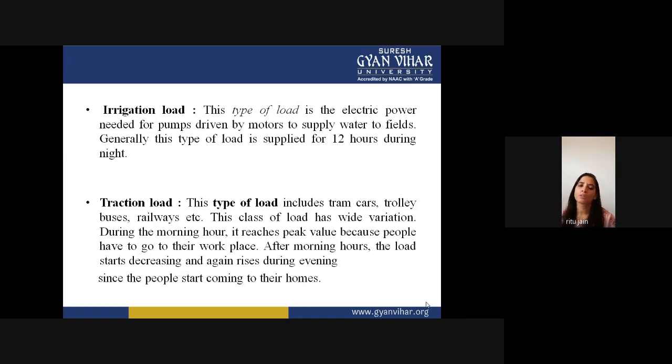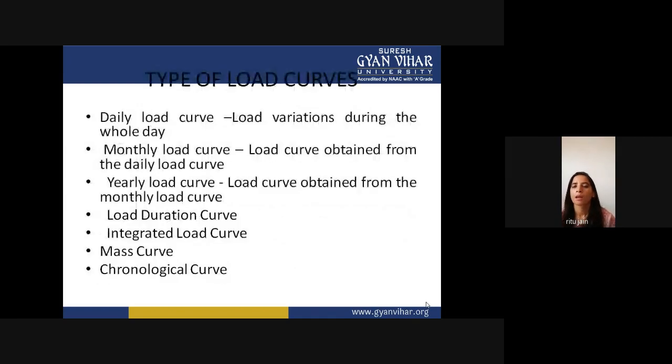Now, according to this load, the power plant demand is identified, and according to that, the units are used in a power plant. So, there are different types of load curves, which are divided into seven categories. One is your daily load curve. Daily load curve means the load variation with time. The load variation during the whole day comes into the daily load curve.